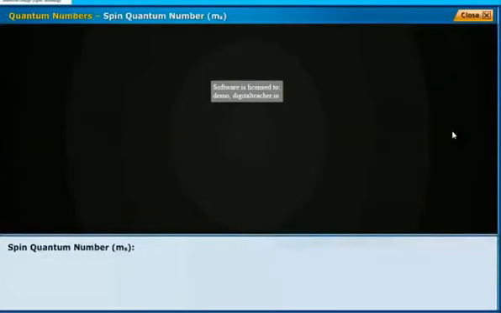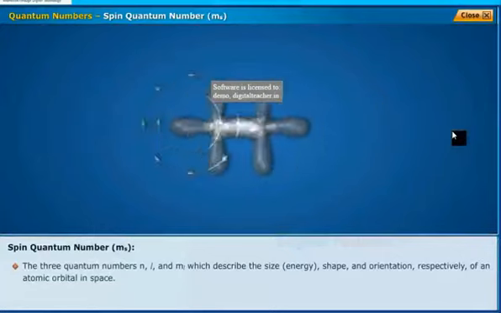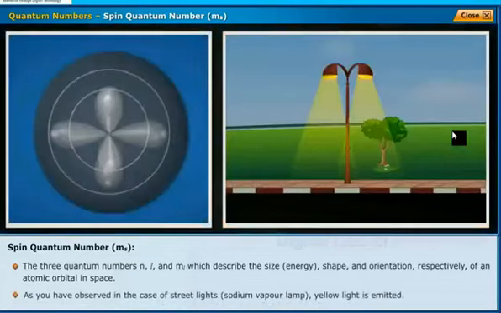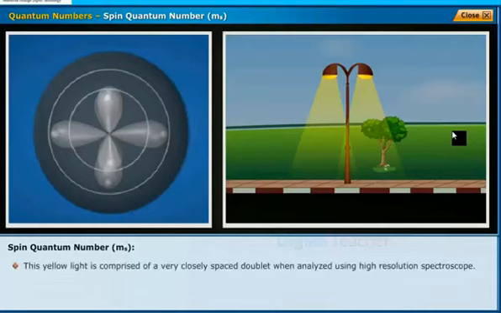Spin quantum number. The three quantum numbers n, l, and ml describe the size, energy, shape, and orientation respectively of an atomic orbital in space. As you have observed in the case of street lights, sodium vapor lamps, yellow light is emitted. This yellow light is comprised of very closely spaced lines when analyzed using a high-resolution spectroscope. Alkali and alkaline earth metals show such types of lines.